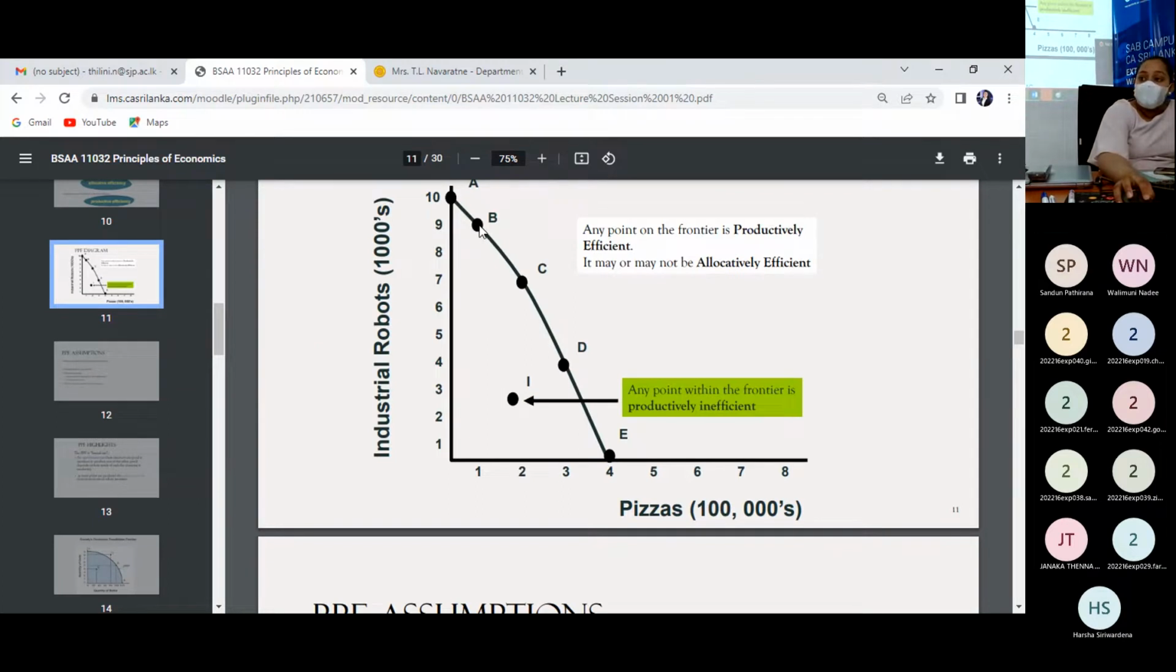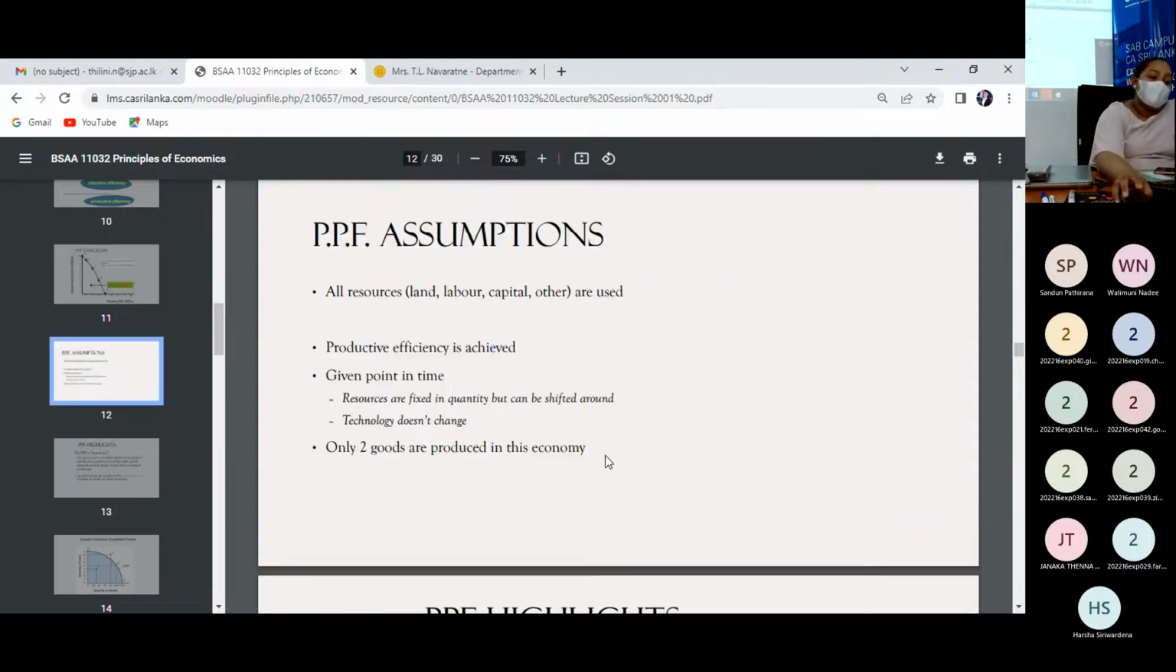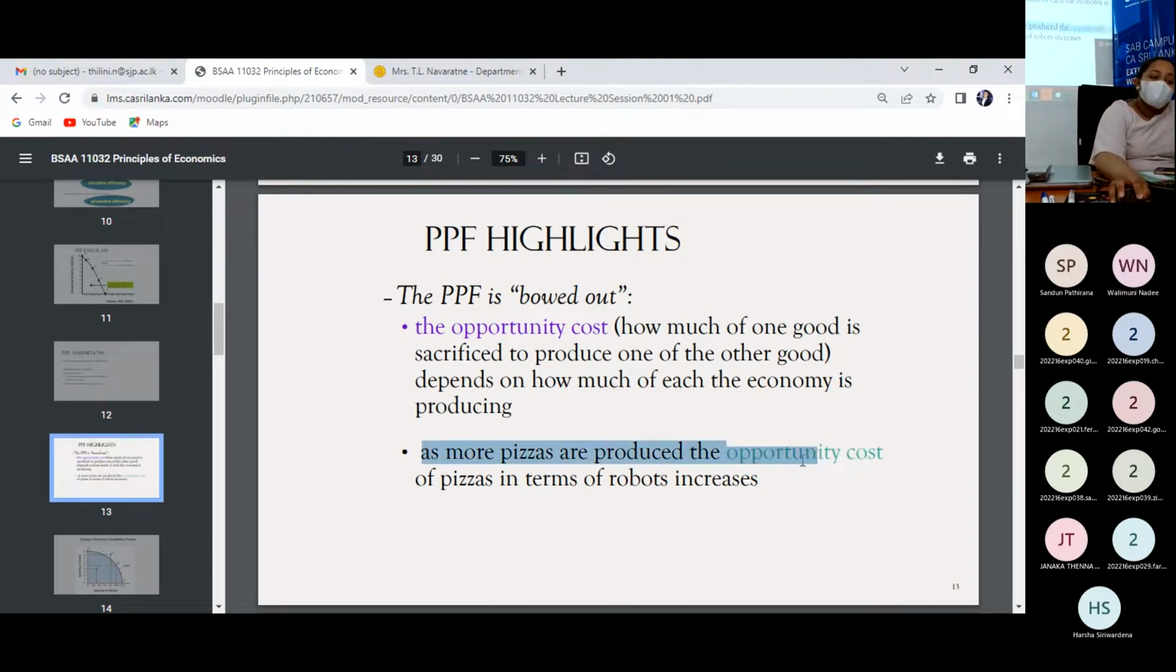In very general, as we keep on, let me show you. As we keep on increasing the consumption of pizzas, okay, A to B, we are increasing from 0 to 100,000 pizzas. We are giving up 10,000 to 9,000 robots, right? 1,000 robots we are giving up to achieve 100,000 pizzas. Similarly, B to C, we are giving up some robots to achieve pizza. So there is an opportunity cost. The opportunity cost is increasing as we go down this path. First, we are giving up 1,000, next 2,000, 3,000, like that opportunity cost is increasing. That is the reason, as more pizzas are produced, the opportunity cost of pizzas in terms of robots sacrificed increases.